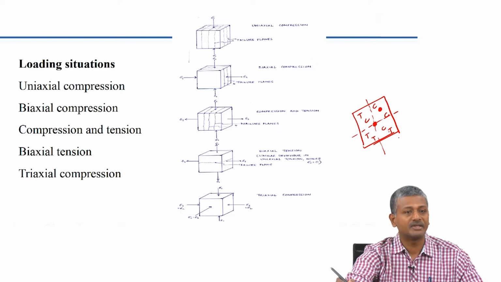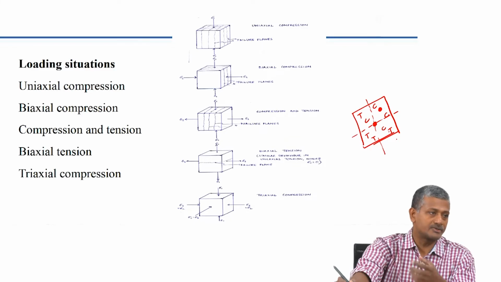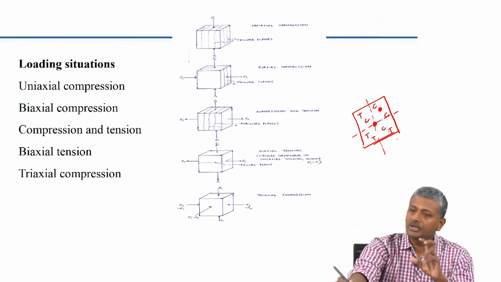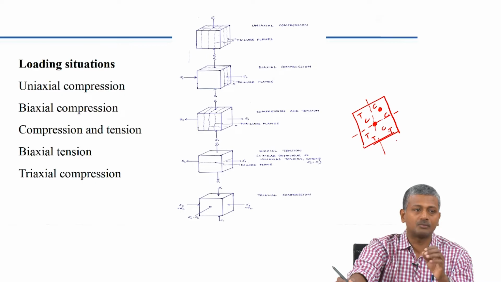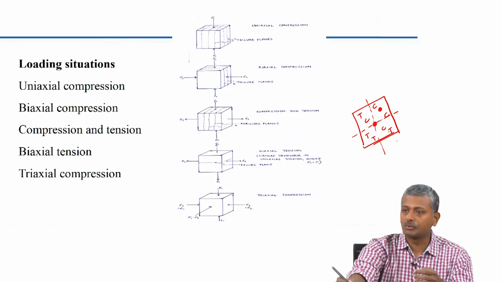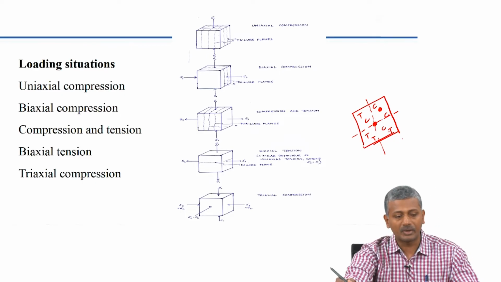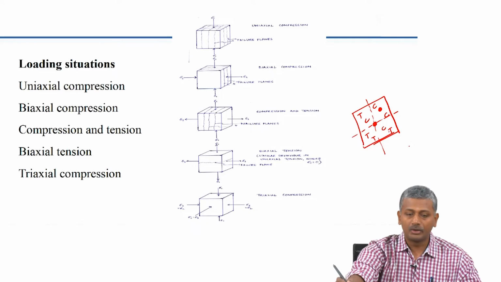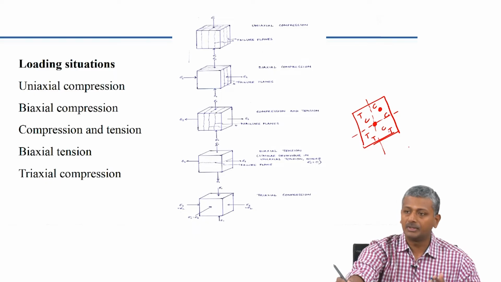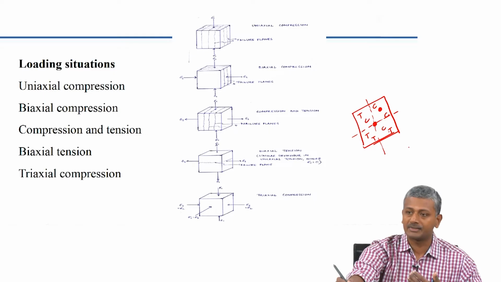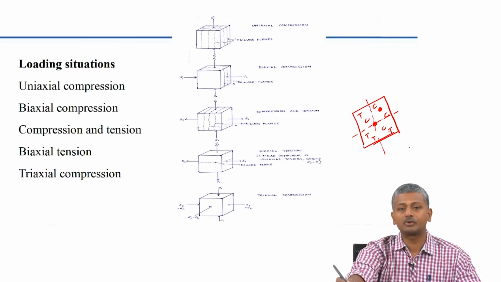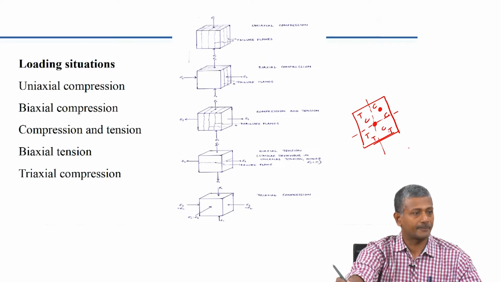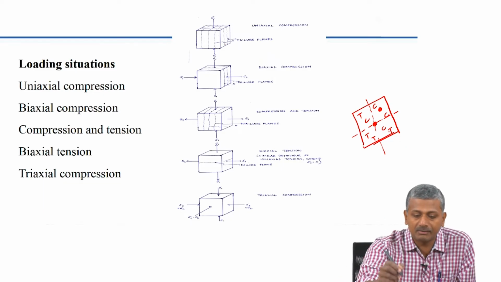So, very often when there is eccentricity in the loading as far as a column is concerned, you will actually get a combination of loads. So, it is important for us to understand what happens when a combination of loads acts on the concrete. We are looking at different types of loading situations here: uniaxial compression, biaxial compression, compression-tension combination, biaxial tension, and finally in a hydrostatic case you get triaxial compression. Let us look at these characteristics.